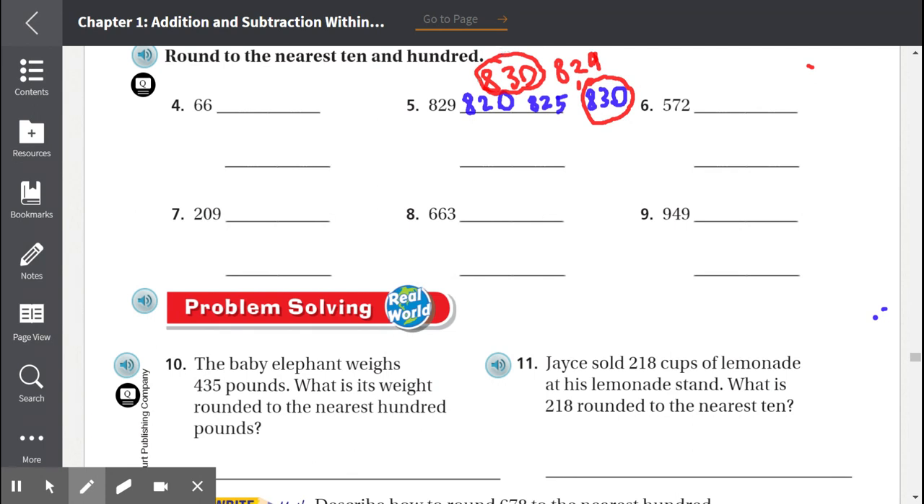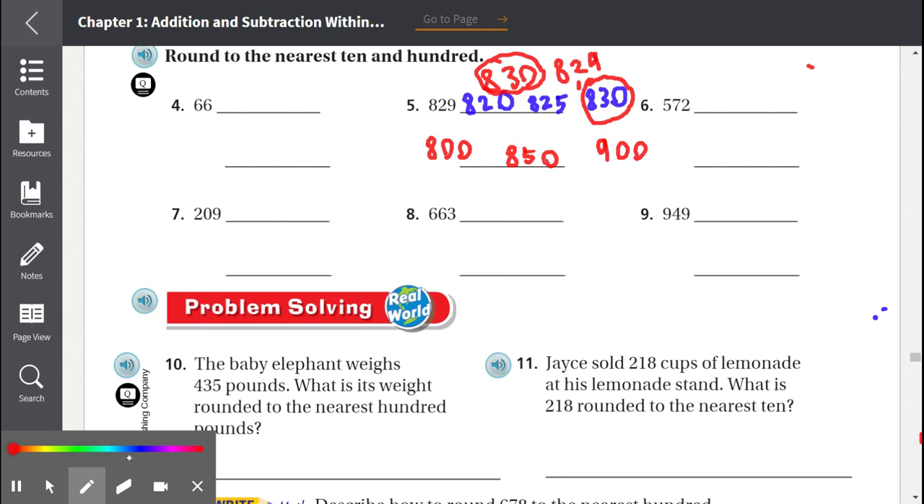Now we have to round 829 to the nearest 100. So the hundreds that 829 falls in between would be 800 and 900. So next step, let's see which number is in the middle of 800 and 900. The number that's between 800 and 900 is 850.